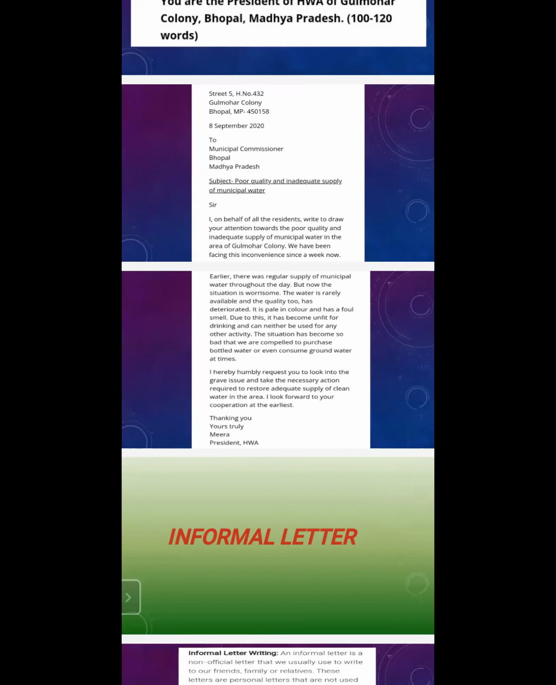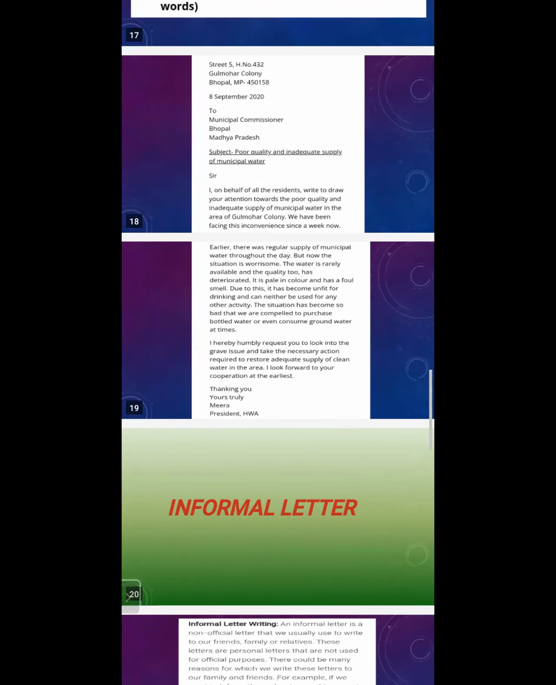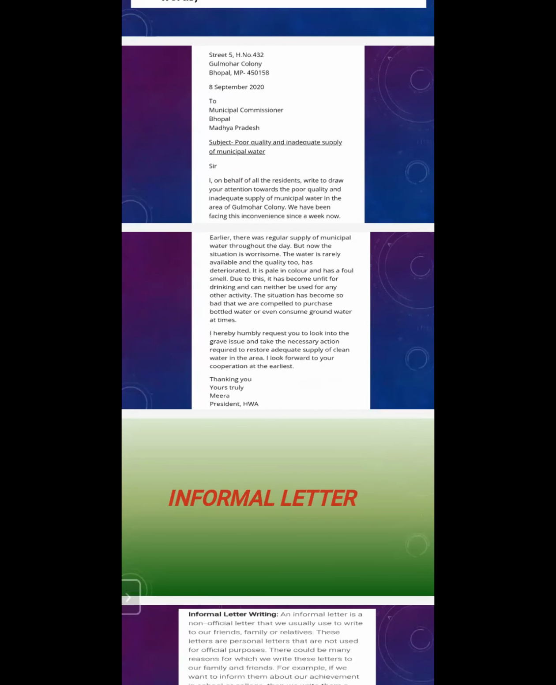Sir, I, on behalf of all the residents, write to draw your attention towards the poor quality and inadequate supply of municipal water in the area of Gulmohar Colony. We have been facing this inconvenience since a week now. Earlier, there was regular supply of municipal water throughout the day. But now the situation is worrisome. The water is rarely available and the quality too has deteriorated. It is pale in color and has a foul smell.